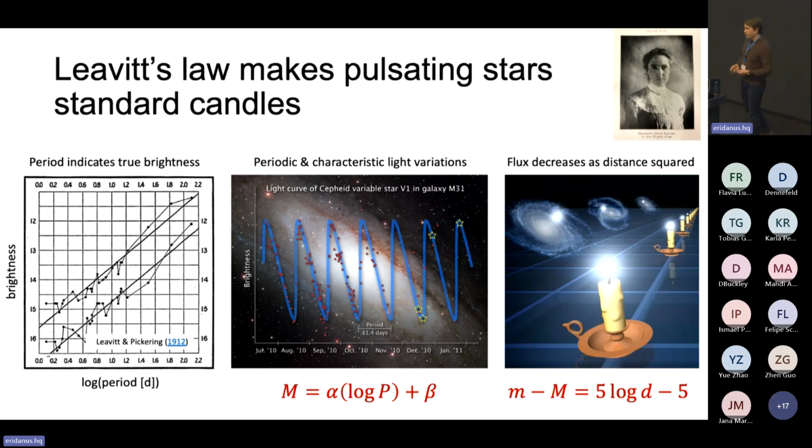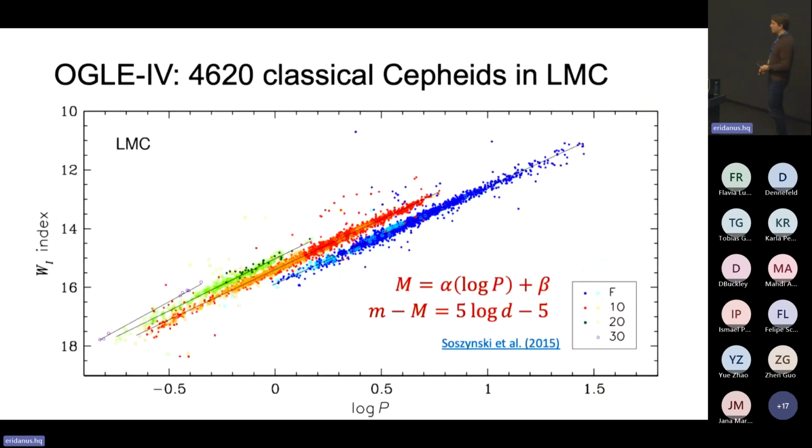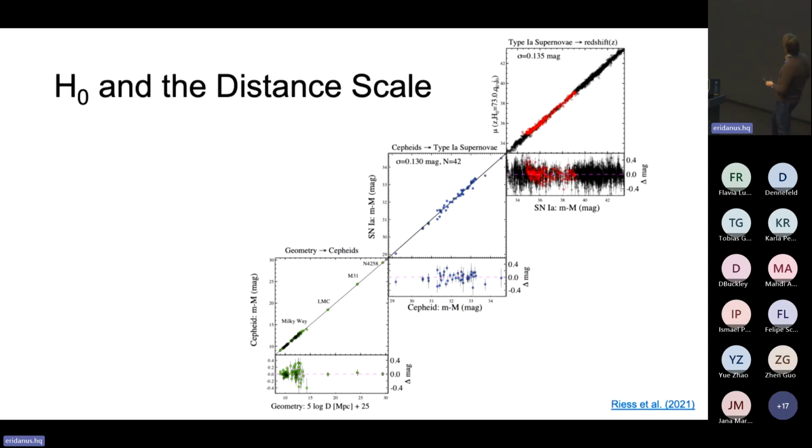Now, the OGLE survey in particular has been fundamental for determining these kinds of relationships. And here's just a beautiful PL relation from OGLE-4 of the LMC with 4,620 classical Cepheids. These stars, of course, calibrate the first rungs of the distance ladder shown here.